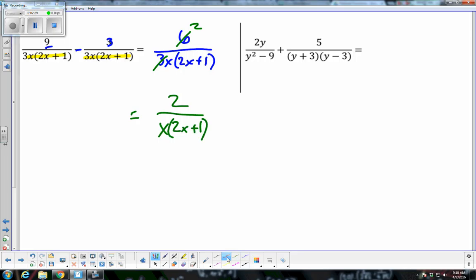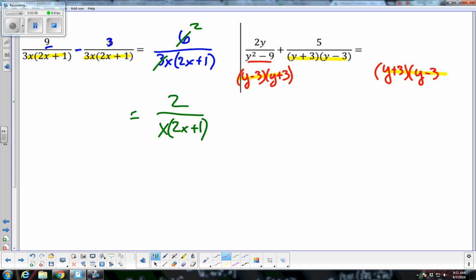Now, it looks like they're not like denominators because of this, but if you just do a little bit of factoring, we know that's the difference of two squares. We have y minus 3, y plus 3, and what do you know? That matches the other expression. So this will match this. So we know we're good there. So what we'll do, we'll just leave the bottom as is. We're going to have y plus 3, y minus 3 on the bottom.